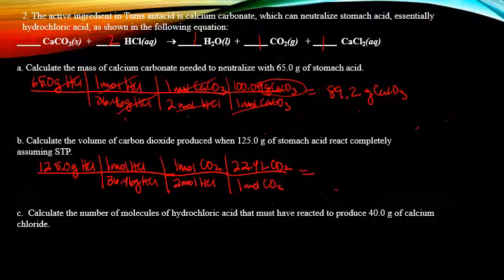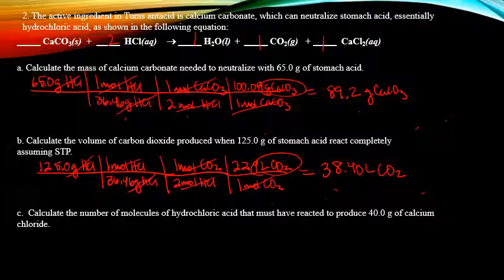And now I'm ready to solve. So when I plug all those numbers in, with 125.0, that's going to be 4 significant figures. So I would have 38.40 liters of CO2. Grams of HCl cancel, moles HCl cancel, moles CO2 cancel, and I'm left with liters of CO2. All right, last problem.